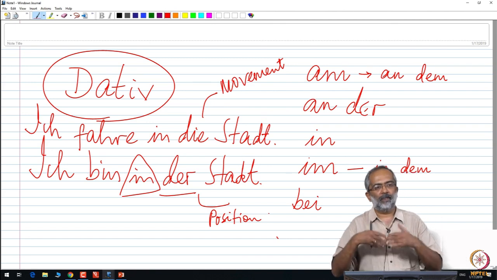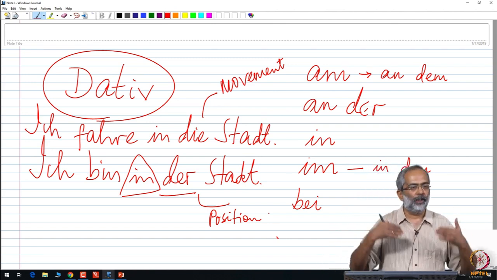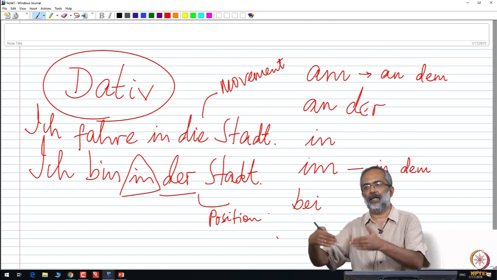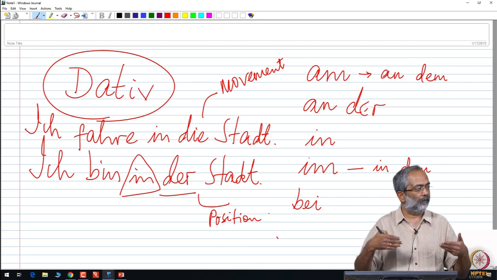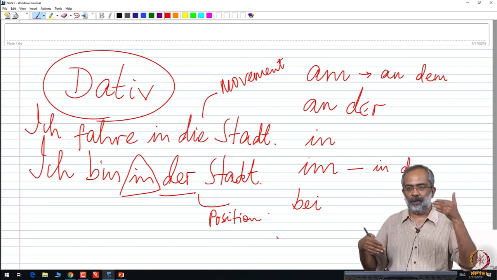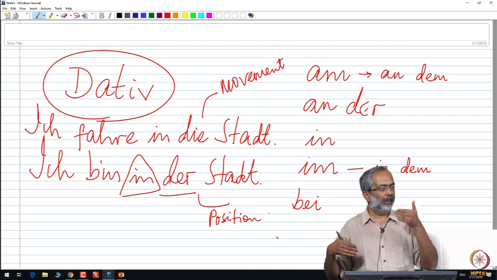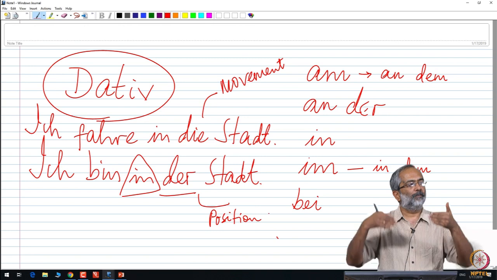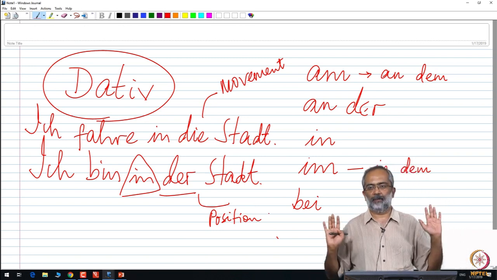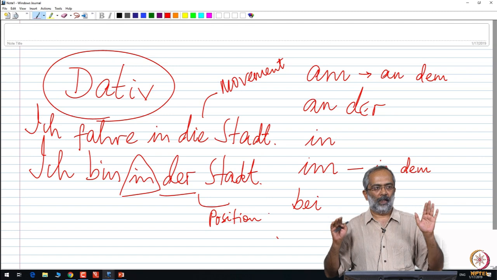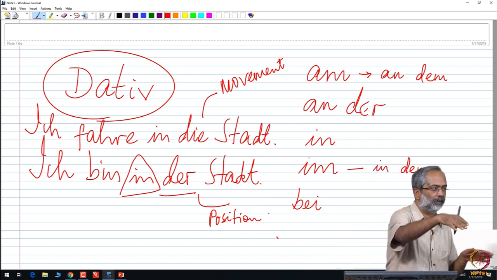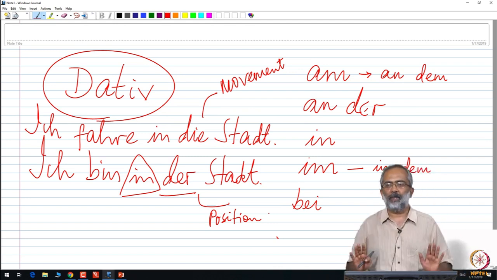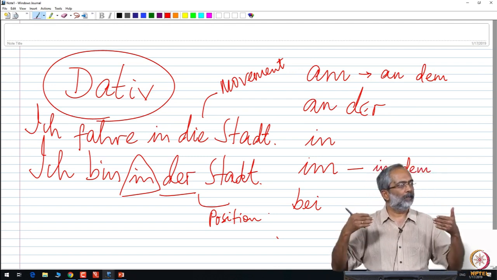For example, one of the sentences we have learnt is ich studiere am IIT Madras. Ich studiere an dem IIT Madras. Dem is a dative form. IIT Madras ist ein Institut, das Institut, dem Institut. Okay. We are using the dem form because it is position. I am studying here. Okay. I am not diving into IIT Madras, or flying into IIT Madras. I am not running into IIT Madras. I am studying here. It is showing a position.